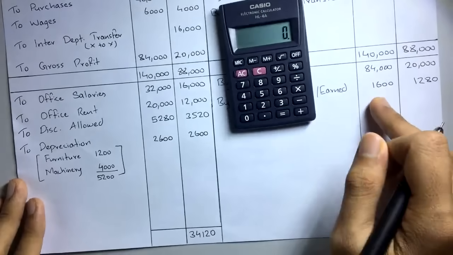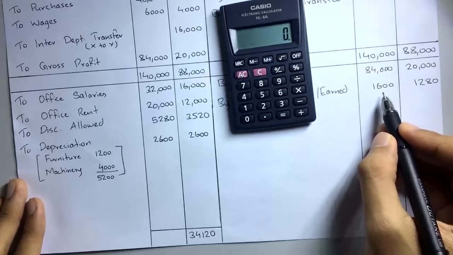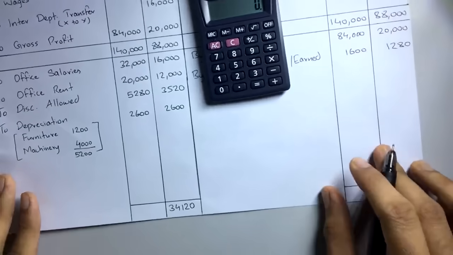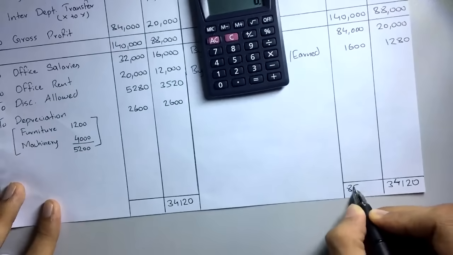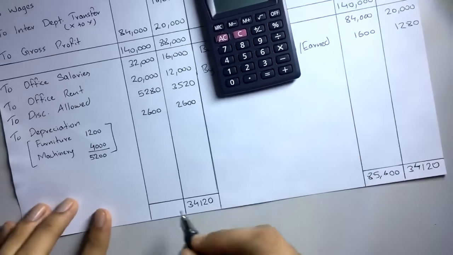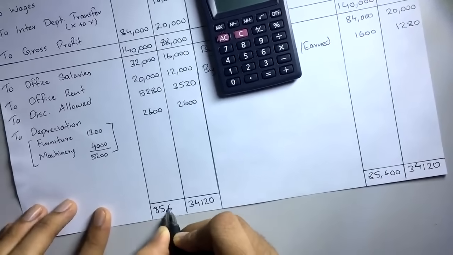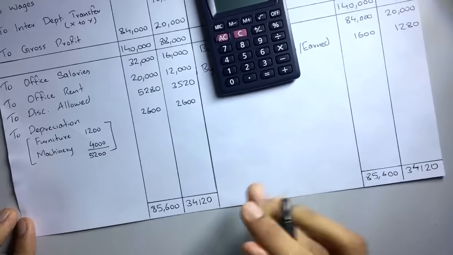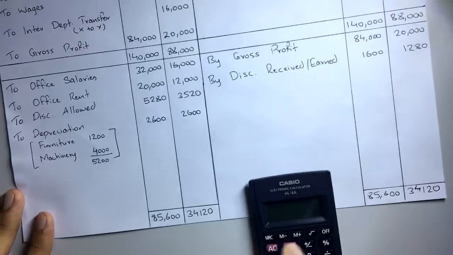So 84,000 plus 1,000, 85,000, 85,600. So the credit side is bigger over here, 85,600. Okay, here also 85,600. Now let's just balance these two departments.